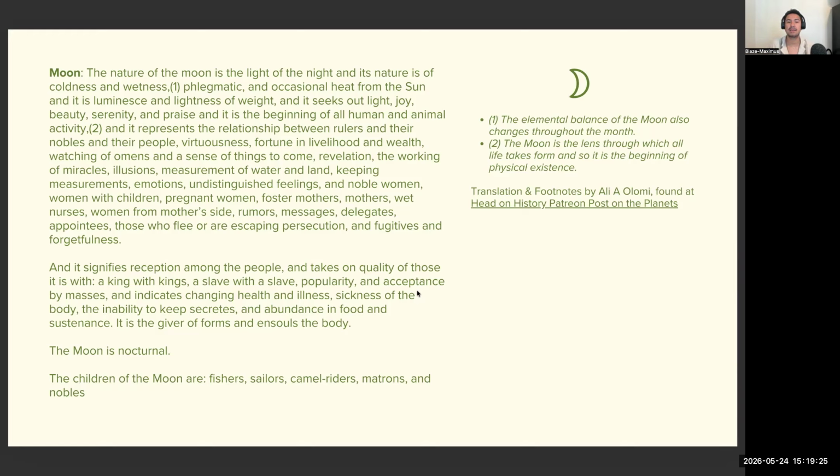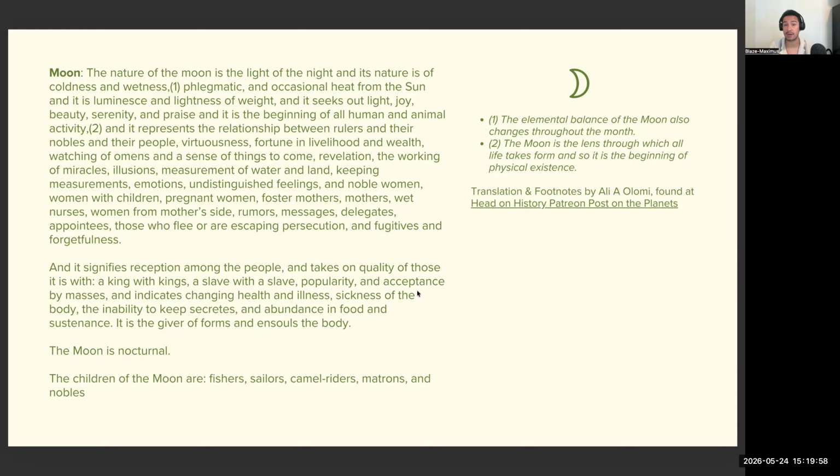And it represents the relationship between rulers and their people, and the rulers and their nobles and their people. It represents virtuousness, the fortune that comes in livelihood and in wealth, the watching of omens and a sense of things that are to come. Revelation, the working of miracles, illusions, the measurement of water, land, keeping measurements, but also emotions, undistinguished feelings, and noble women. There's some that are also very important.